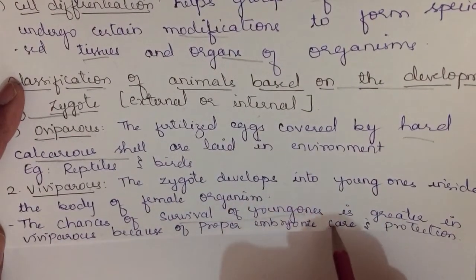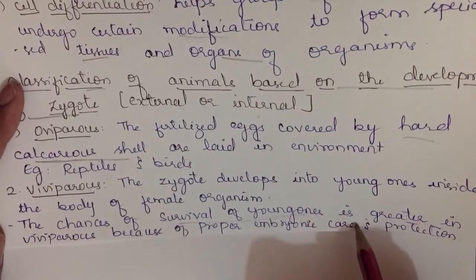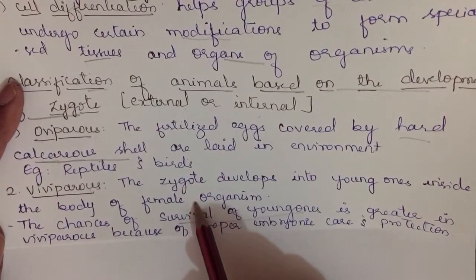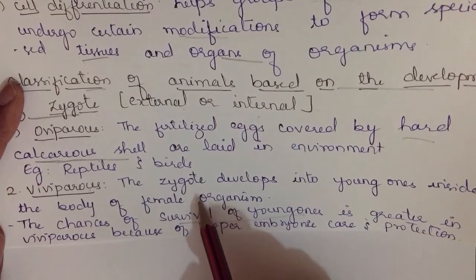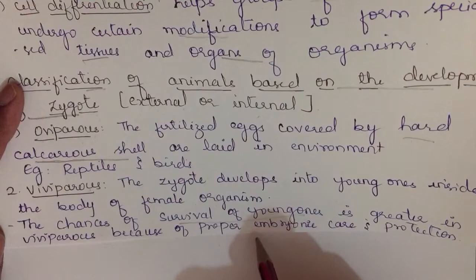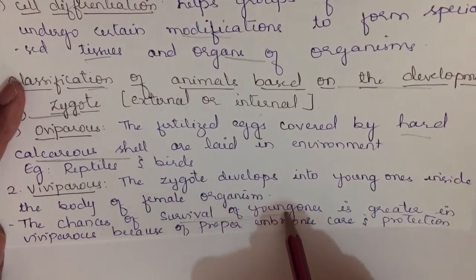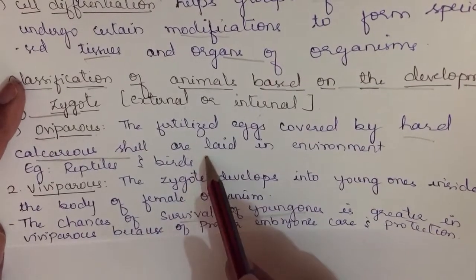Who is giving this embryonic care and protection? Mother. How? Because the zygote is developing inside the mother's body. When it takes place inside the mother's body, the mother protects that embryo so that it can undergo further development. So that's why the chance of survival of young ones is greater in viviparous compared to oviparous.